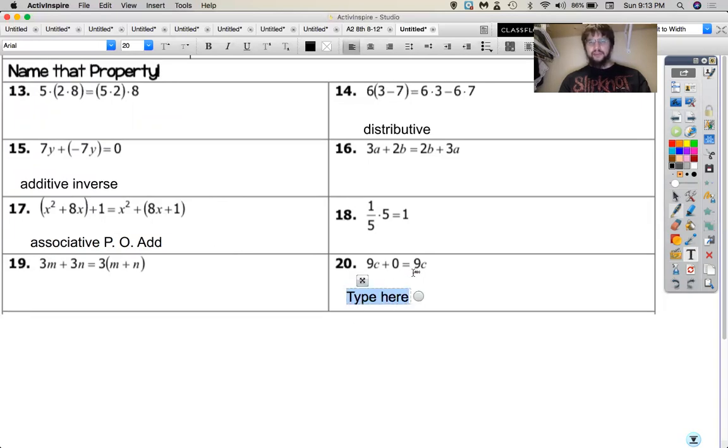And let's do this one. That's the additive identity. There. It equals itself, that's an identity. We're adding, so it's the additive identity.